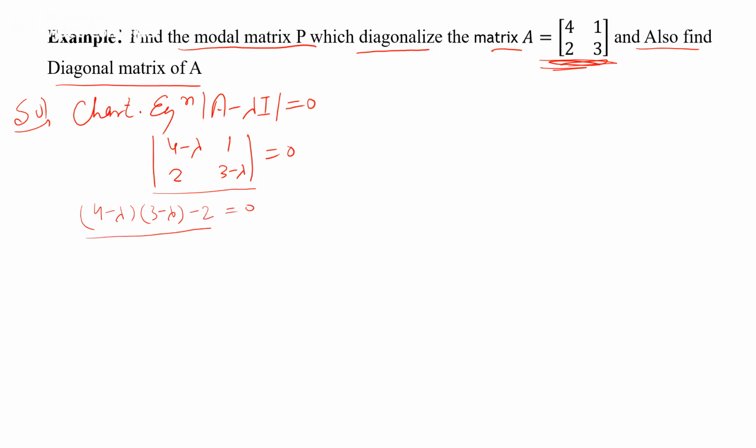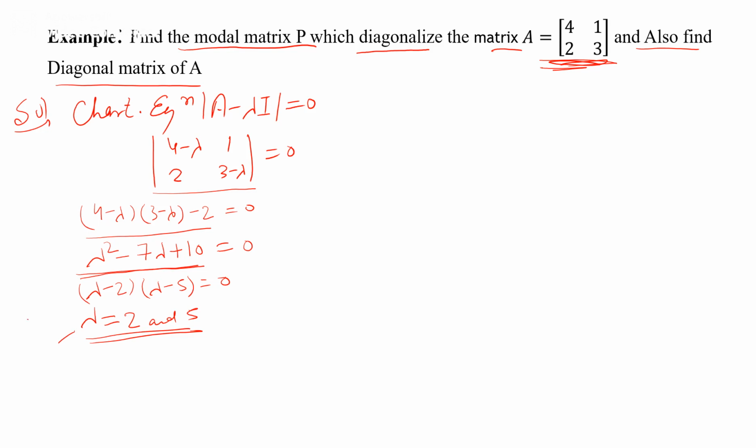On simplifying that equation, we get a quadratic equation, that is lambda square minus 7 lambda plus 10 is equal to 0. This is the characteristic equation, and on finding the roots of that equation, we get (lambda minus 2)(lambda minus 5) is equal to 0. That is lambda is equal to 2 and 5. So these are the eigenvalues of the matrix A.